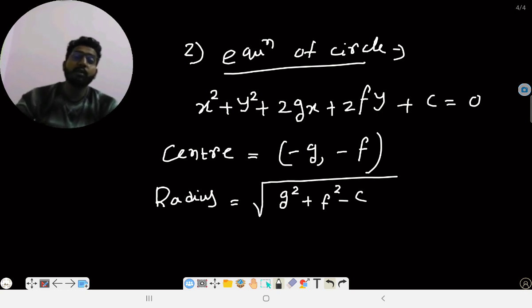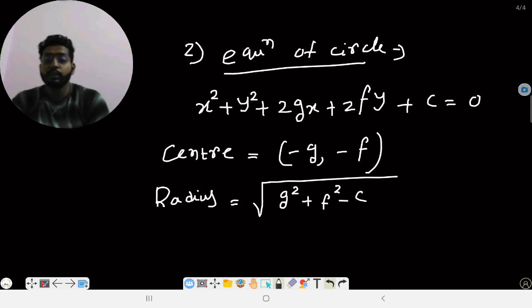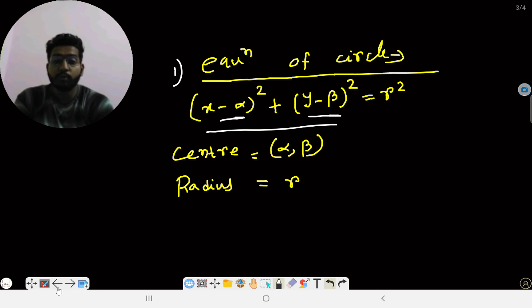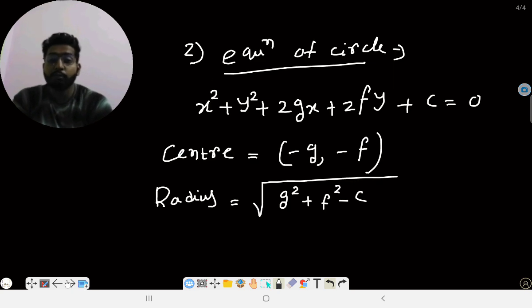Depending on the situation, we will use the first formula or the second formula. This one is the first formula and this one is the second formula. So depending on the situation, we will use equation 1 or equation 2. Done.